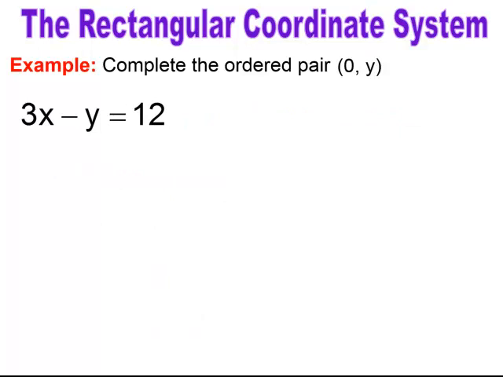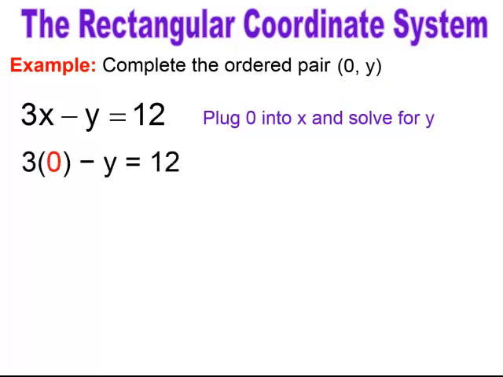Again, another example. I'm given my x value now and I have to find my y value. I'm going to take the value that's given for x and substitute it into the x value of the equation, and then I'm going to find my y. So 3 times 0 is 0, so I'm going to be left with -y equals 12. And I need to divide through by -1, and I'm going to get my y value equals -12.